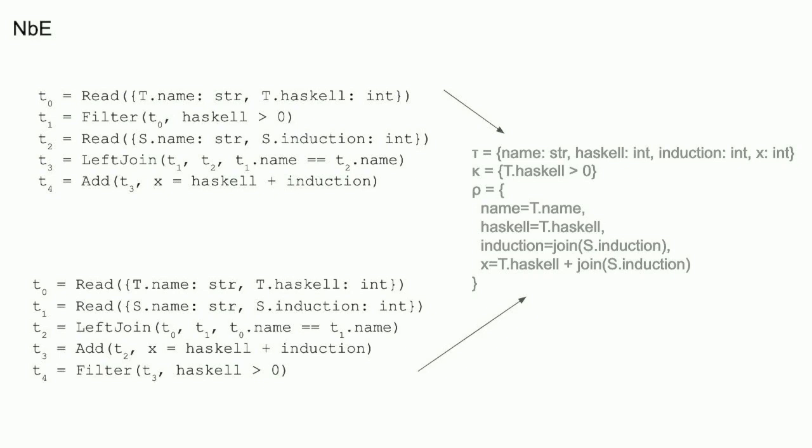Right. So I'm filtering out the first table on people who have a positive number of Haskell programs, doing a left join, and I'm adding the number of Haskell and the number of induction. As we just went over before, there are many different ways to write the same program, because you can move this filter node around. And now the problem is very straightforward.